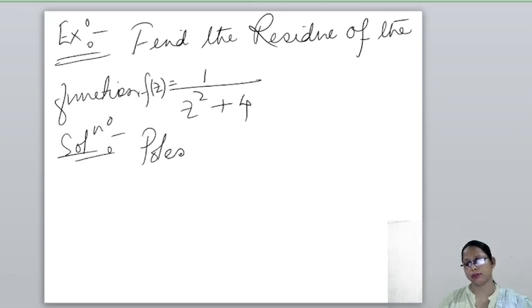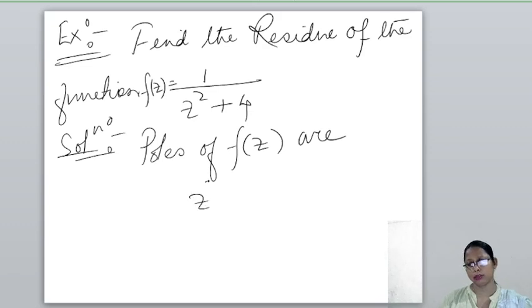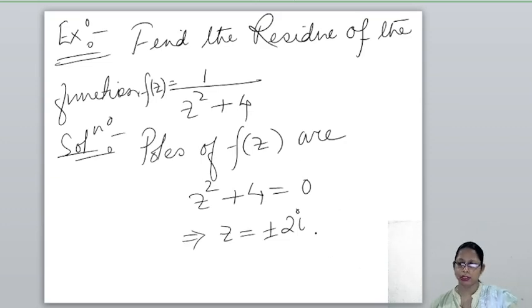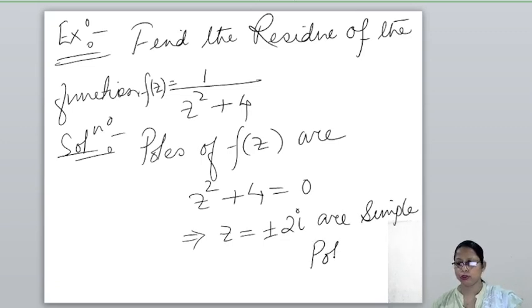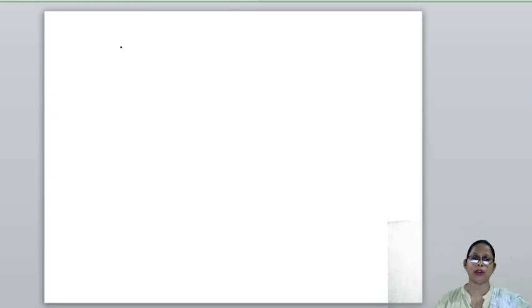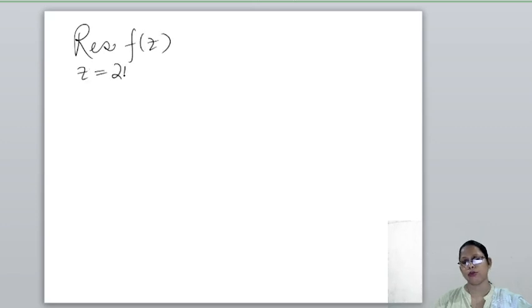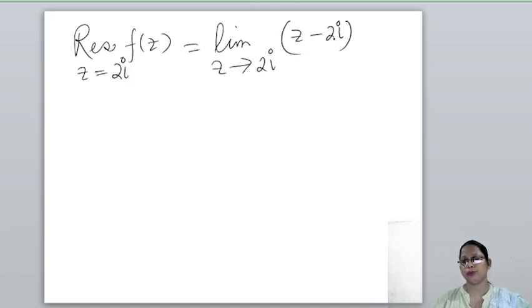The poles of f(z) are, what are the poles? Poles can be obtained by equating the denominator to 0. This implies z equal to plus minus 2i. The poles of f(z) are simple poles. So the residue of f(z) at z equal to 2i is equal to the limit z tends to 2i of (z minus 2i) f(z).